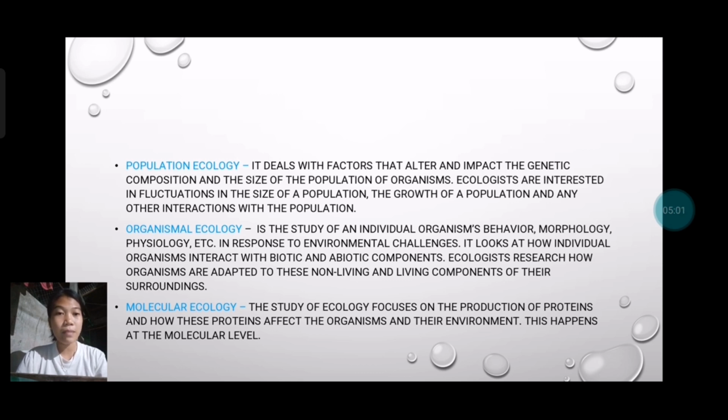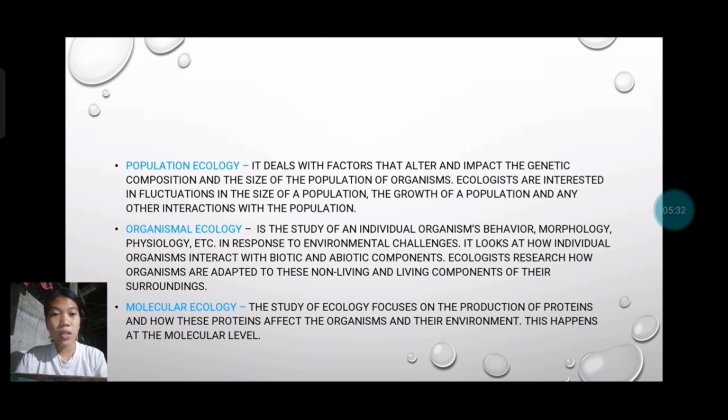Next is the organismal ecology. It is a study of an individual organism's behavior, morphology, physiology, etc. In response to environmental challenges, it looks at how individual organisms interact with biotic and abiotic components. Ecologists research how organisms are adapted to these non-living and living components of their surroundings.